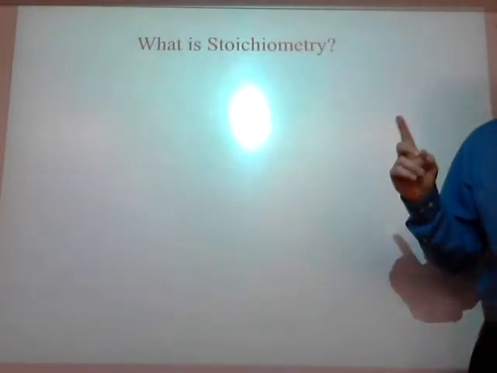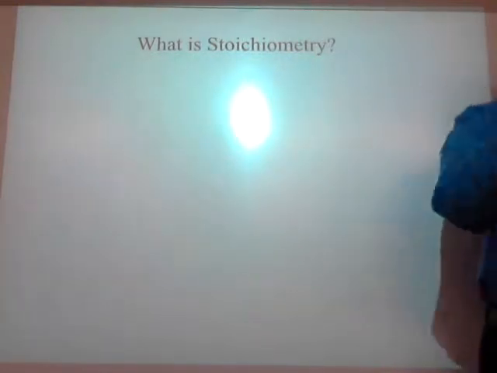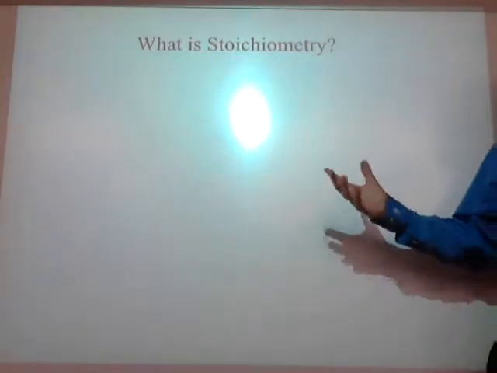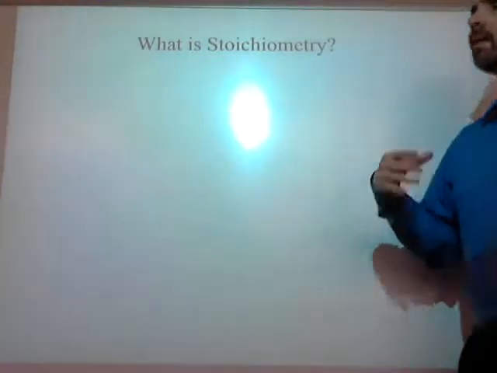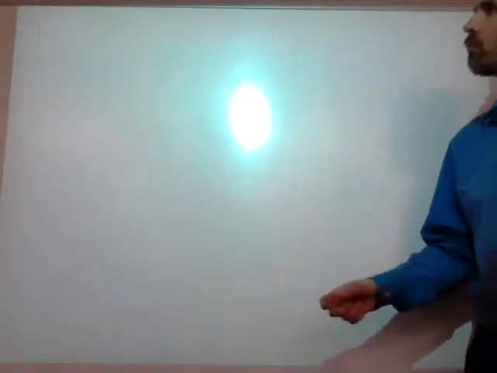Step one in a stoichiometry problem is going to be what you did last chapter, writing a correct balanced equation. That's going to be only the first step. Then you're going to have to do stuff beyond that, because here's what stoichiometry involves.